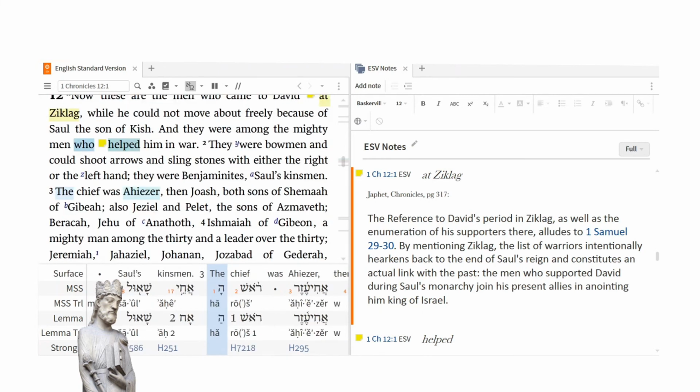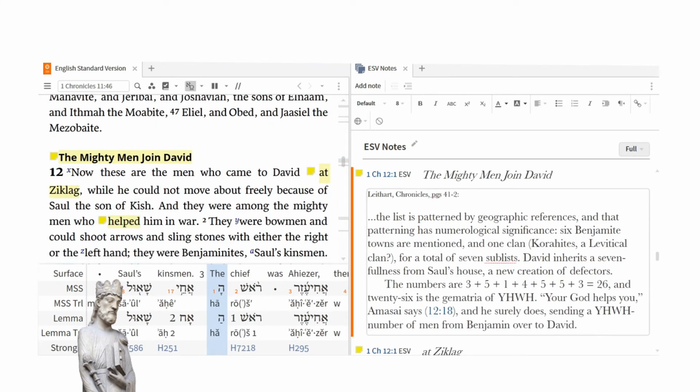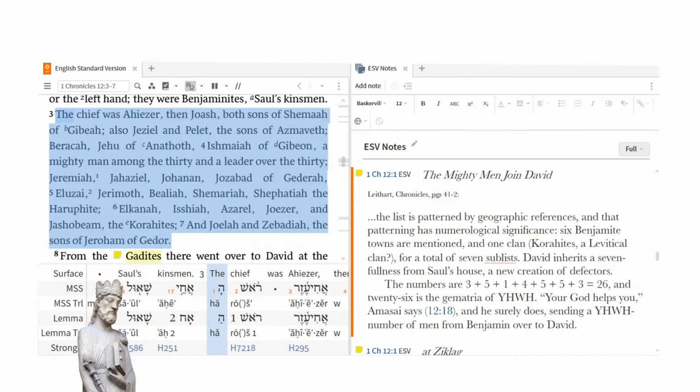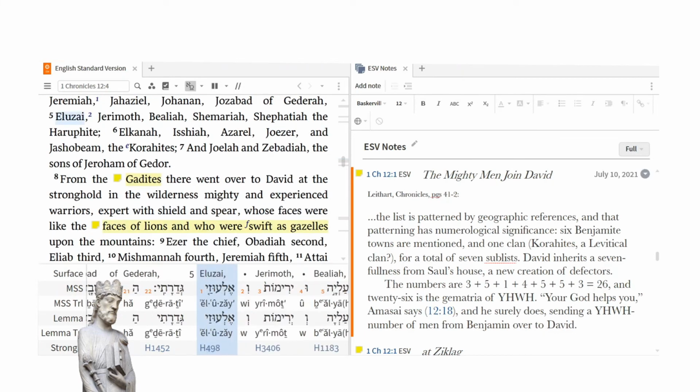And Lightheart also noted something like a numerological connection. We've actually noted this in the genealogy video, that you have 26 names, which is the numerical value of the divine name, Yahweh. As Lightheart puts it, "Your God helps you," Amasai says later down in this chapter, and he surely does, sending a Yahweh number of men from Benjamin over to David.